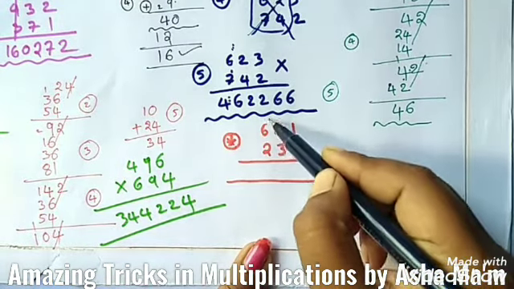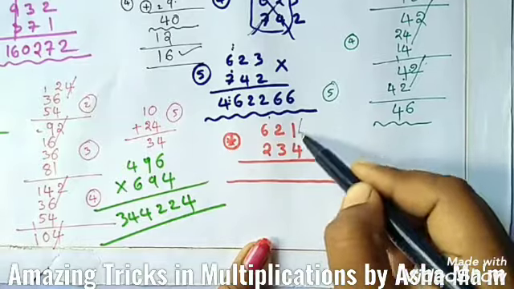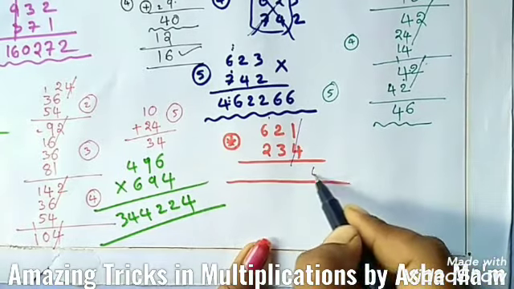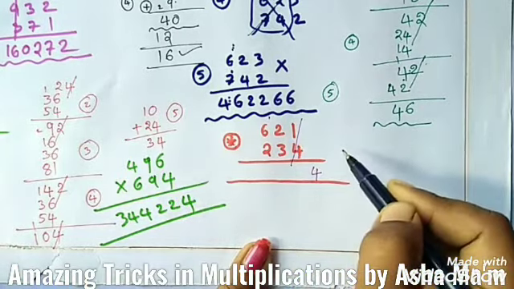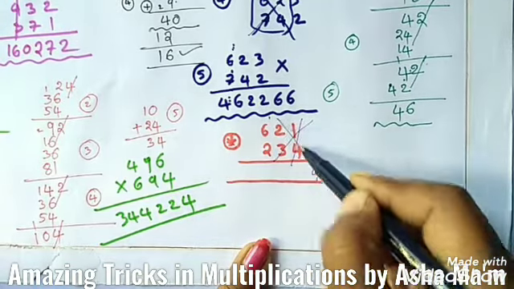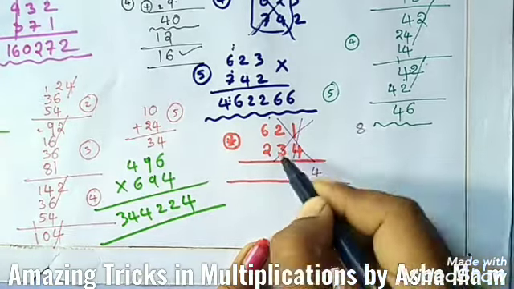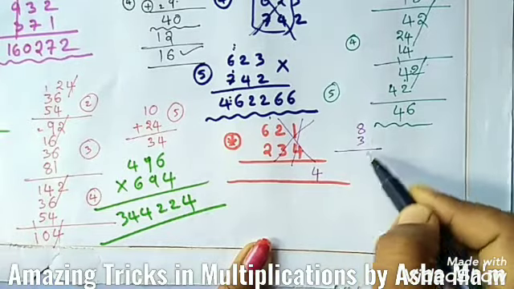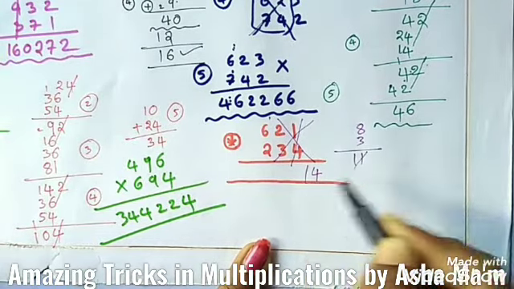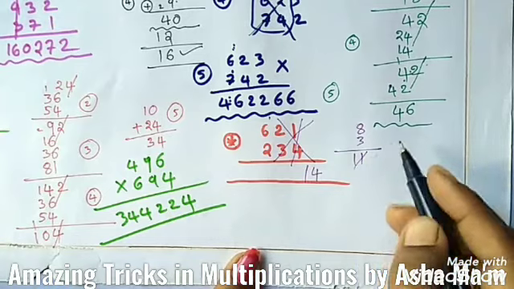In step 1, we have to multiply these two numbers. So 1 4s 4 is step 1. In step 2, just cross multiplication of these two. 2 4s 8, 1 3s 3, 11. 1 should be here and this 1 is carried forward.